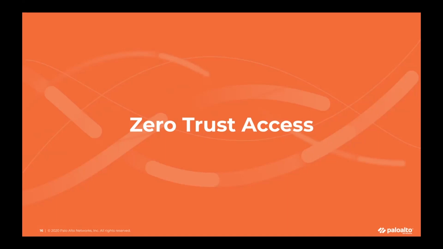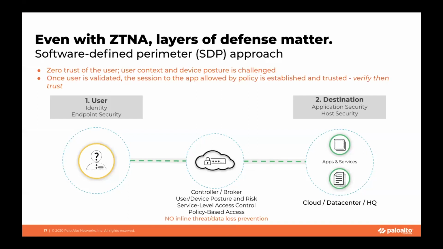So let's take a look at that, right? Even with zero trust network access, though, layers of defense do matter, okay? With the software-defined perimeter approach, you have zero trust of the user when they're trying to establish a connection to an application or service. You've got a broker in the middle saying, okay, who are you? What device are you on? What are the latest revs? Where are you? All the context that you need out of that user to determine risk, and then allow attachment to that service or that resource.